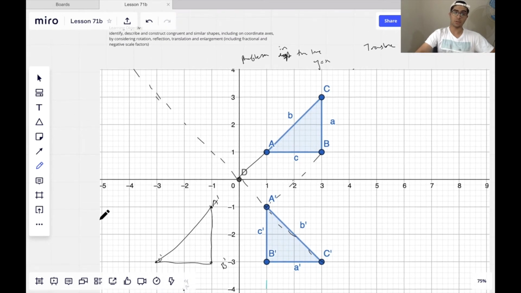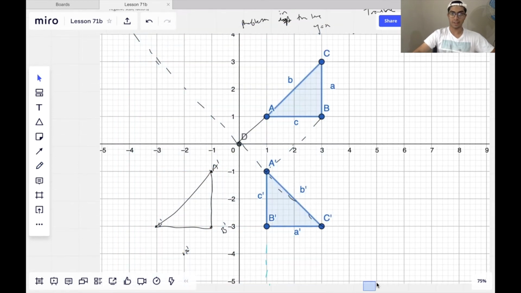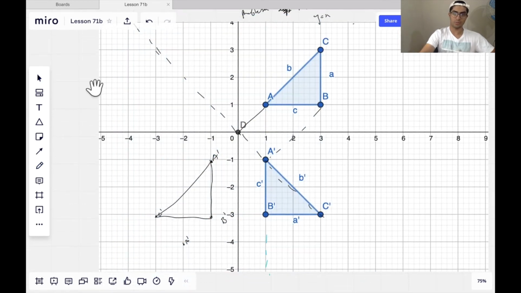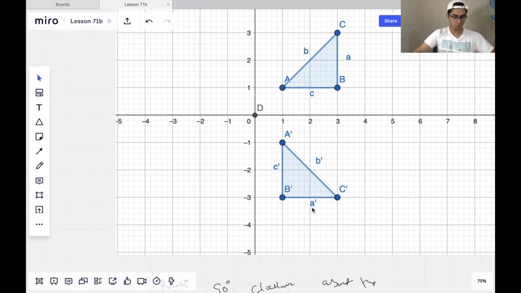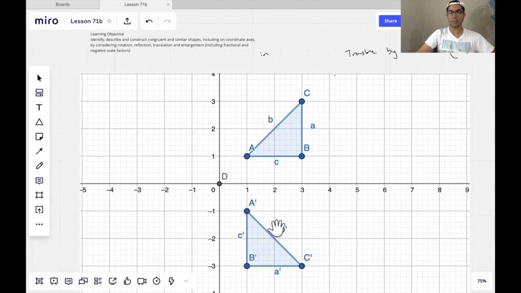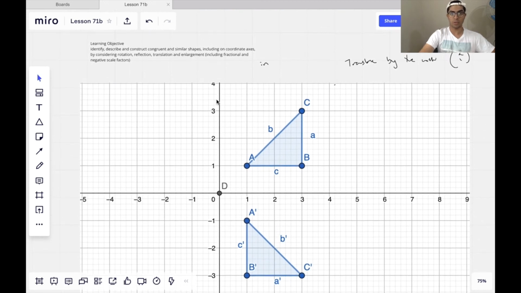And the final thing is what we call enlargement. And as the name suggests, you're literally just enlarging it. But the crucial thing with enlargement, again, is you have to think about the scale factor, so by what factor are you enlarging it, and about what point.